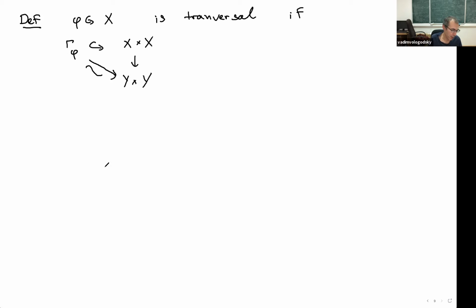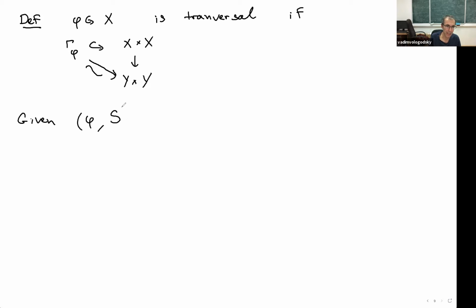For example, the identity automorphism is not transversal, but the automorphism that interchanges xi and yi is transversal. And one can check that every automorphism is a composition of transversal ones. So you construct the action of symplectic automorphisms which are transversal. So given phi and s.